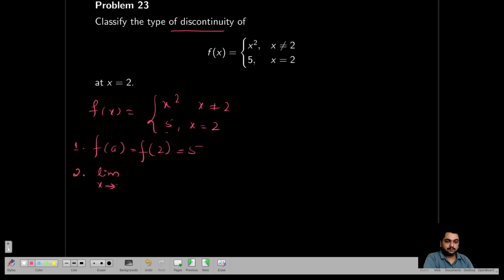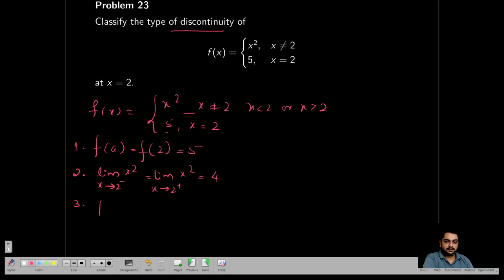X approaches 2, that is the left hand limit, 2 minus. So this is x square. Similarly, the limit as x approaches 2 plus, where x is other than 2, x is less than 2 or x is greater than 2, not 2. So both will be the same. What will these values be? X equal to 2 will give 4.